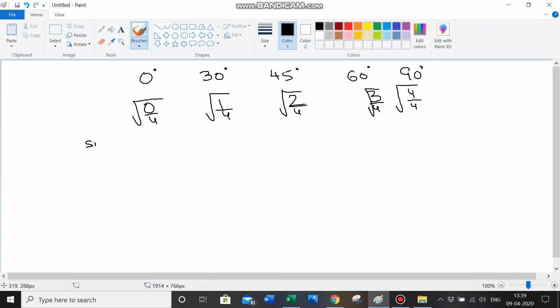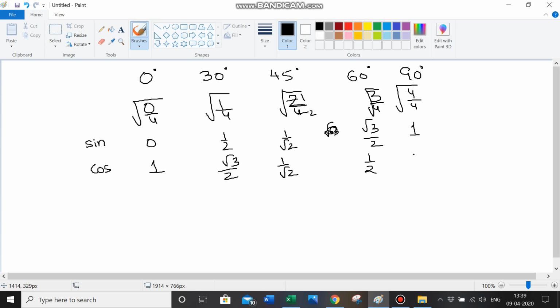So the first value you get is of sine 0, which is 0. Next value you get is sine 30, which is half. This is 1 by root 2, because 2, 1, 2, 2. This is root 3 by 2, and this is 1. To move from sine to cos, just go the reverse order. So now this becomes 1, this becomes root 3 by 2, this becomes 1 by root 2, this is half, and this is 0.